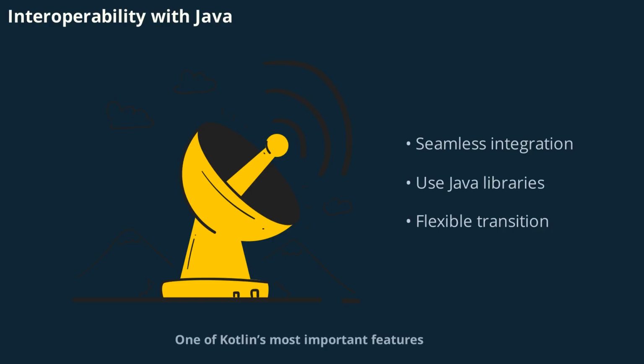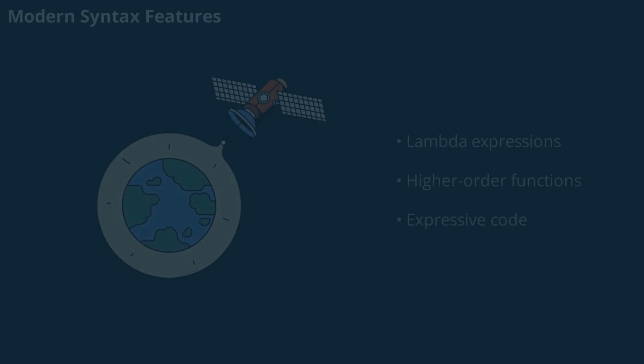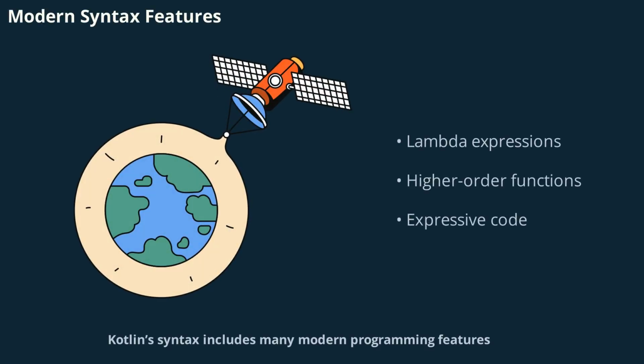One of Kotlin's most important features is its seamless interoperability with Java. Developers can use existing Java libraries and frameworks within Kotlin projects without compatibility issues. This makes transitioning to Kotlin easier and ensures that legacy code remains usable, providing flexibility for teams working with both languages. Kotlin's syntax includes many modern programming features such as lambda expressions and higher-order functions.